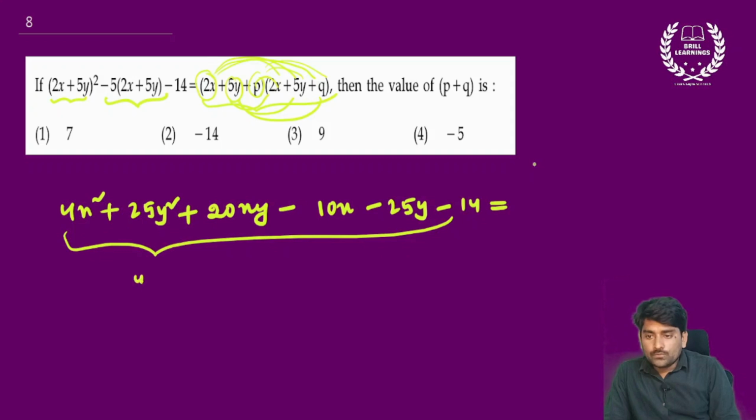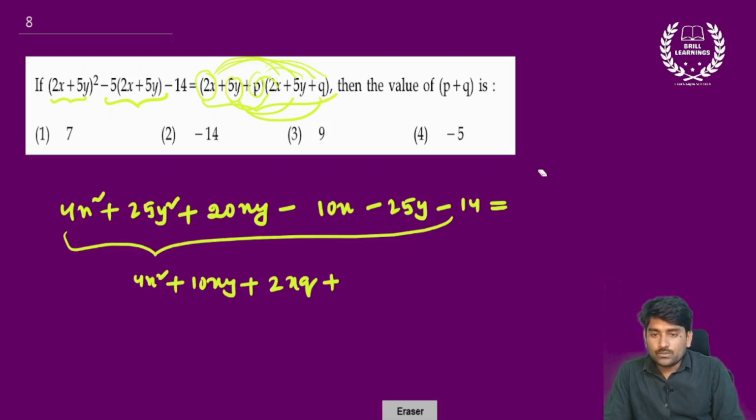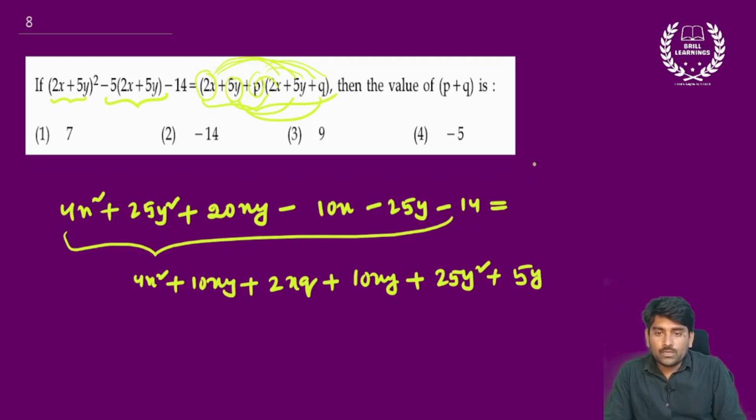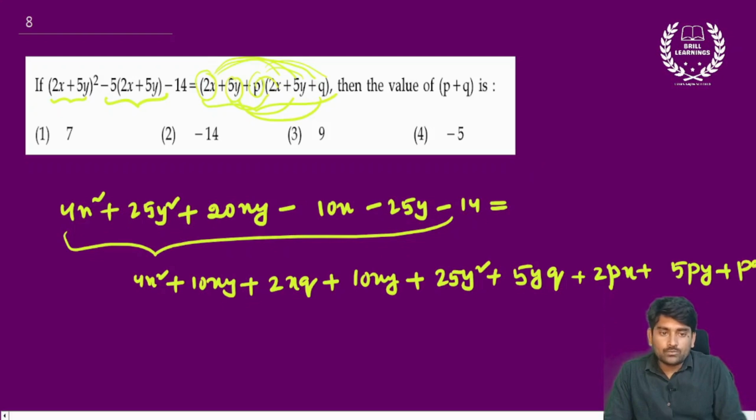So 2x into 2x, 4x square, plus 10xy, plus 2x cube, plus, now the second term 5 into 2x, 10xy, plus 25y square, plus 5y cube. Now the last term, 2px, 5py, plus p cube.